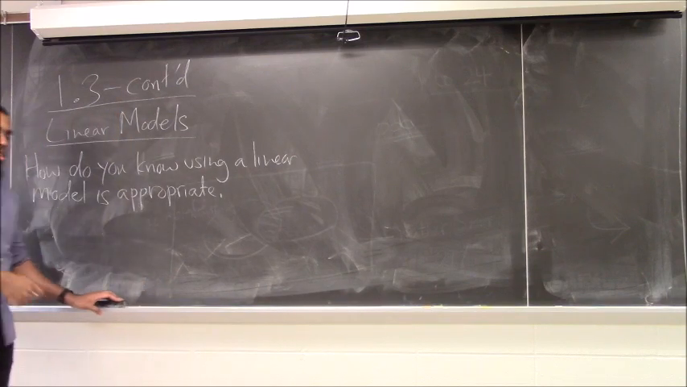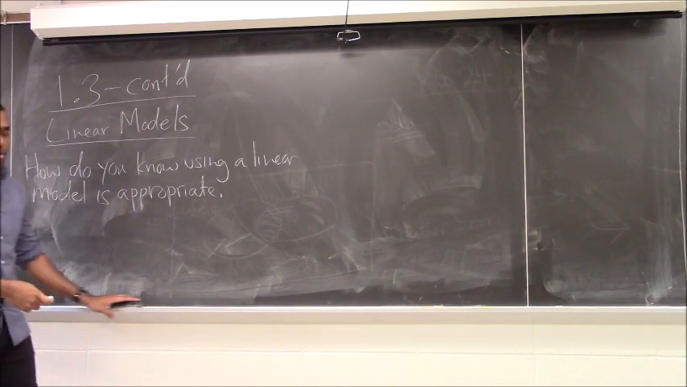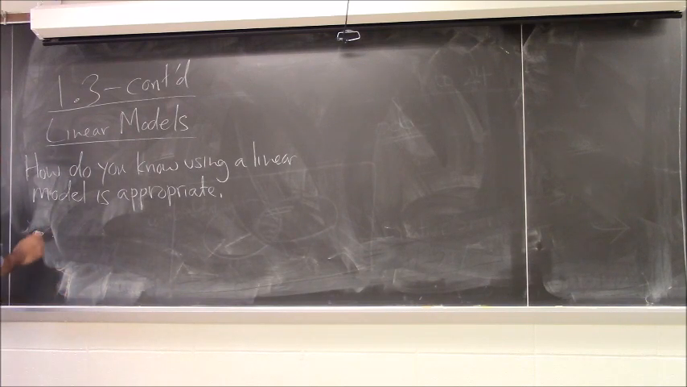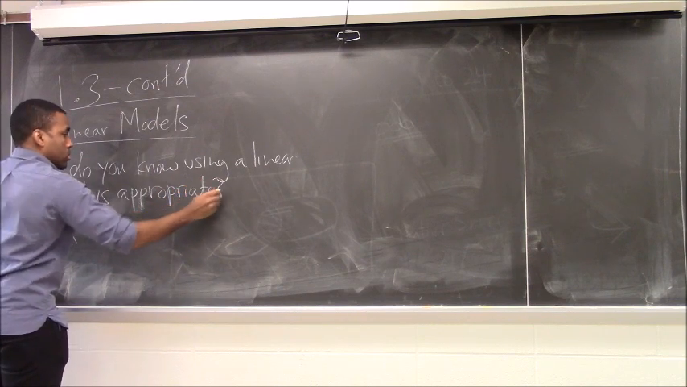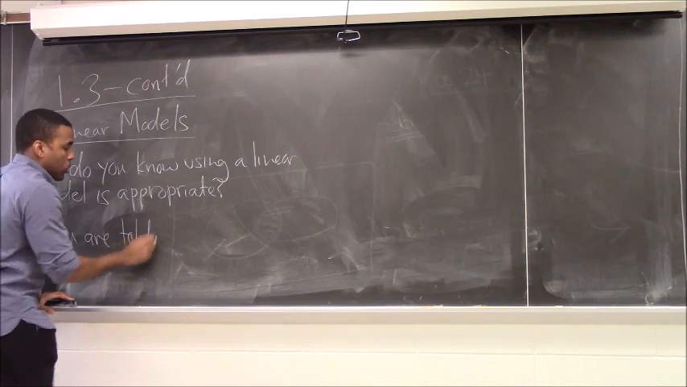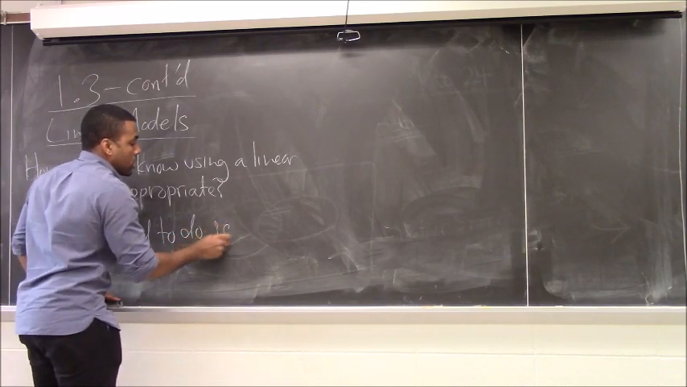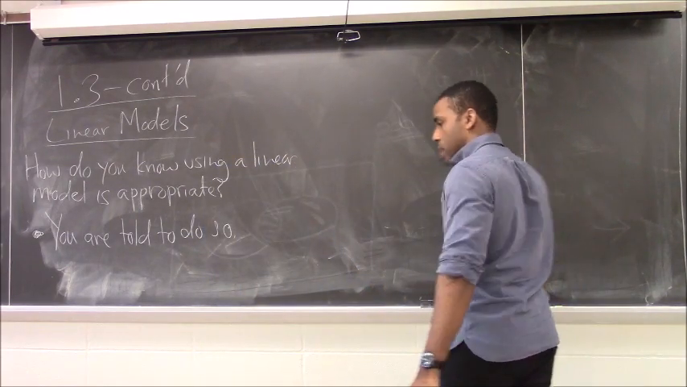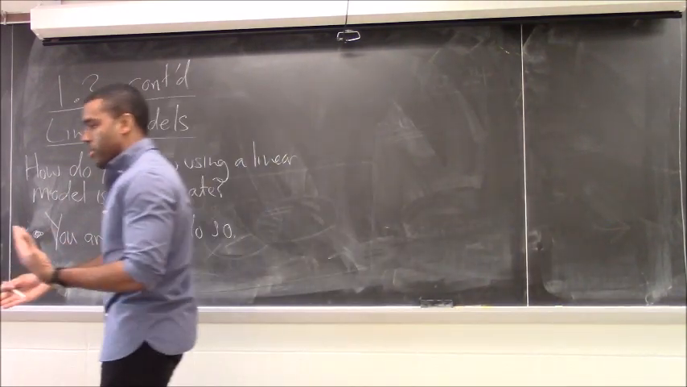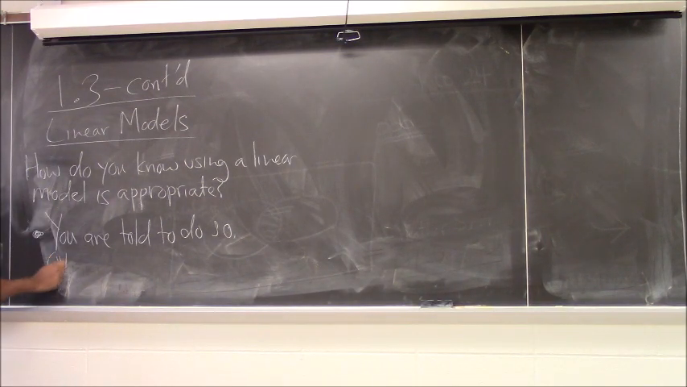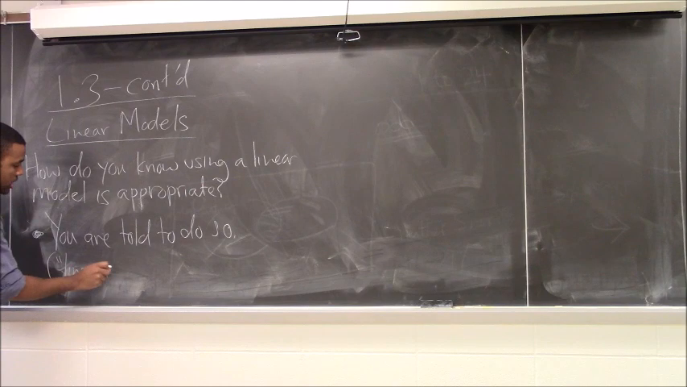And at least for this class, there are going to be two main instances that you know you have to use a linear model. One is that you're specifically told to use one, right? You are told to do so. So that brings the example to mind of the hot dog stand example, where I actually told you that the number of hot dogs and the price have a linear relationship, right? So you'll see phrases like, they have a linear relationship.